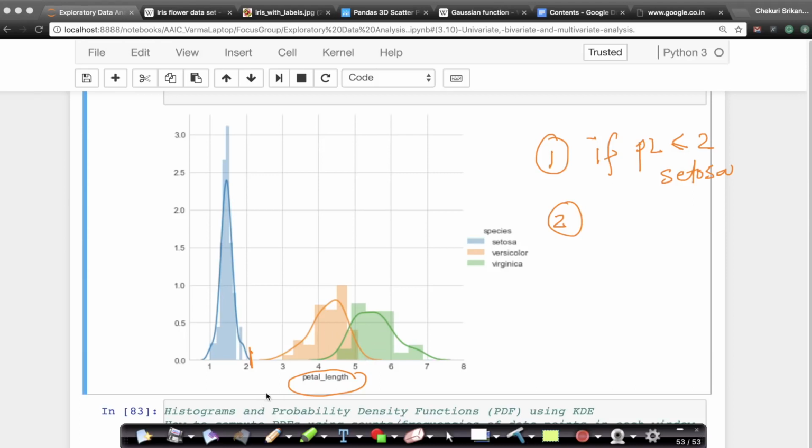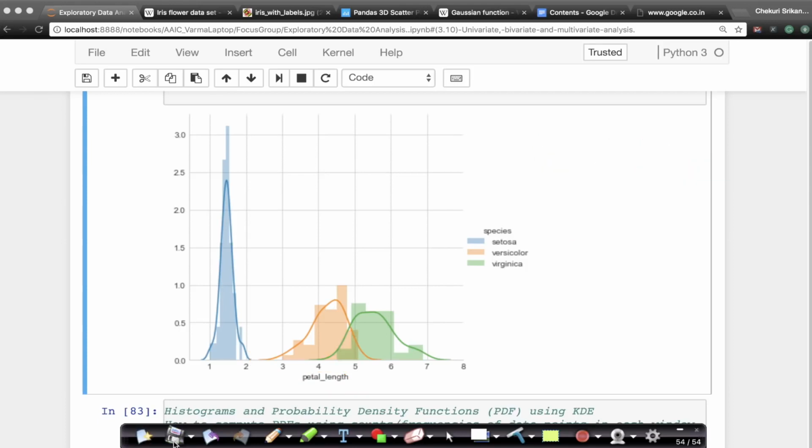versicolor and virginica? That's a hard one, because if you see the histograms of your green and orange points, they are overlapping. Even your PDFs are overlapping. PDF is basically a smooth form of your histogram, and it goes very close to your histogram. So the probability density functions of your versicolor and virginica overlap in this region. This is your overlap region.